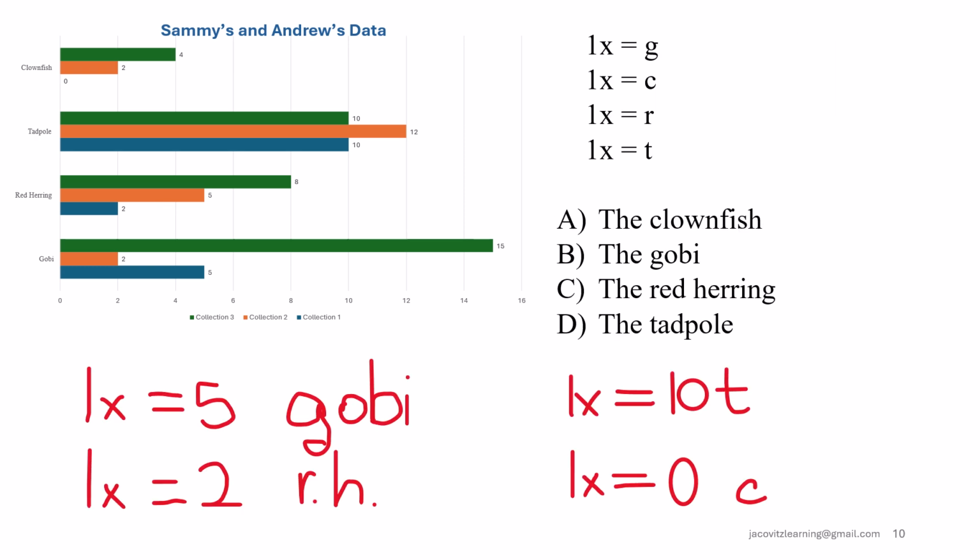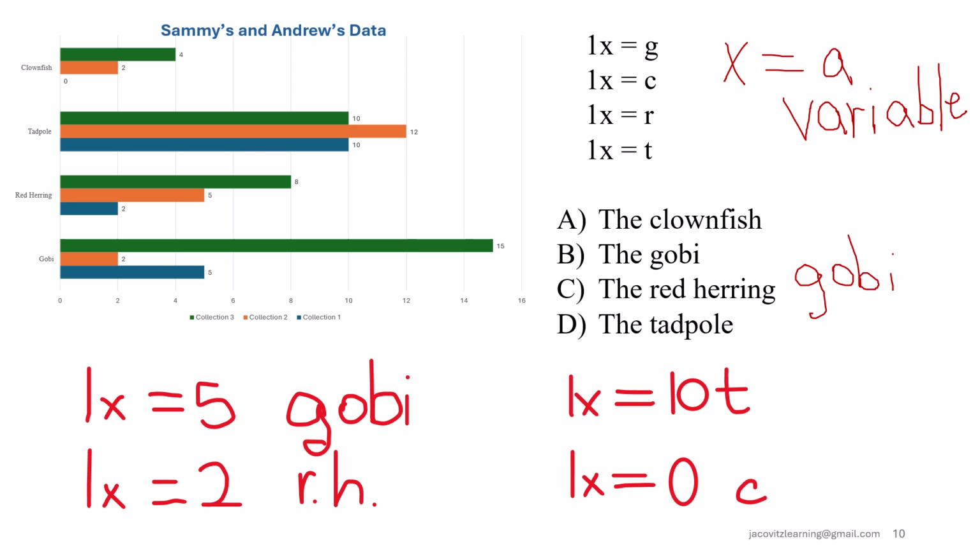Now, we're going to move into something, we're going to multiply. So I'm using X as a variable. A variable is something that stands for something else. So when I say 1 times X equals G, what I'm saying is how many goby are there. So I'm saying 1 times 5 for goby. So I'm going to write this here. And that's the number of goby in the first collection. 1 times 5 equals 5.